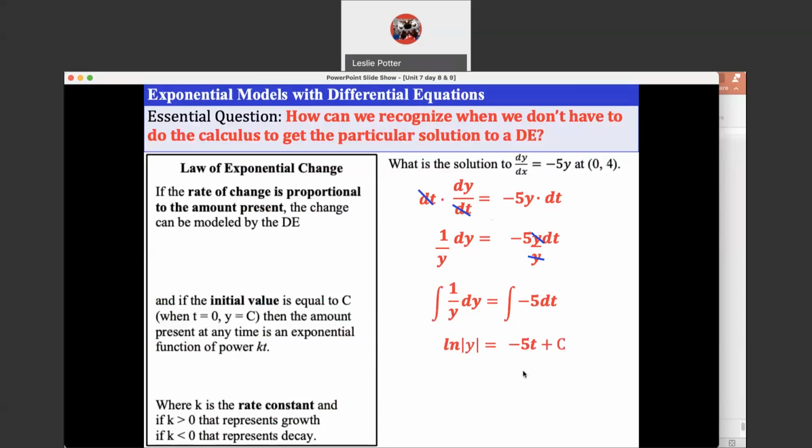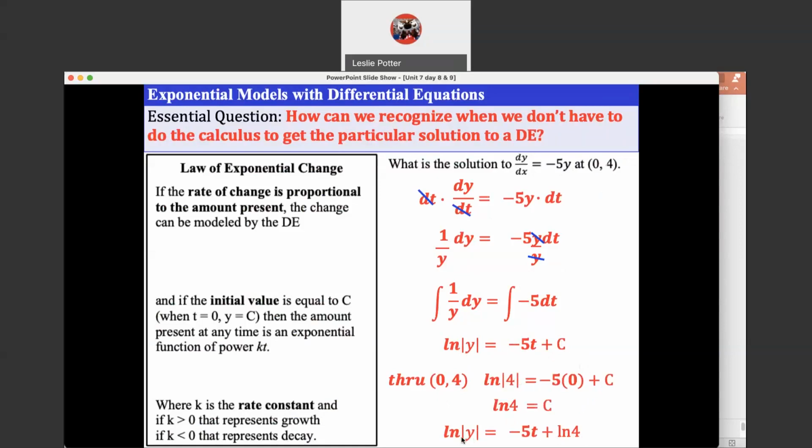And we also know from previous class that to solve for y, we have to exponentiate both sides. So we have this initial condition through 0, 4. So we're going to go ahead and plug in 0, 4. So we get natural log of 4 equals -5 times 0 plus c. So we know c is the natural log of 4. So now we can put in the natural log of 4 right here. So here is our particular expression.